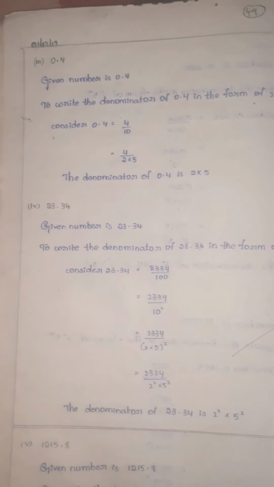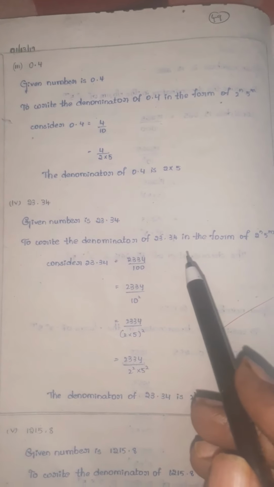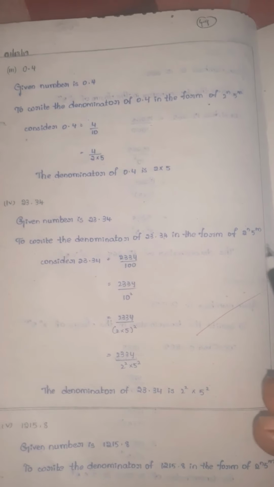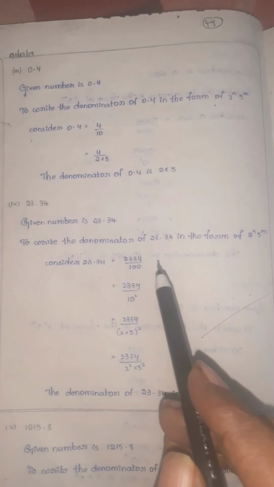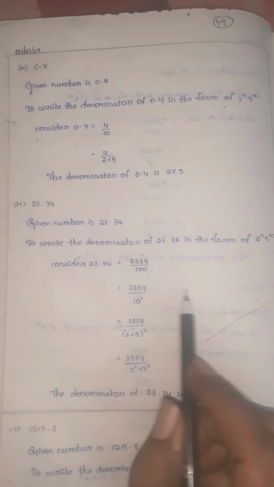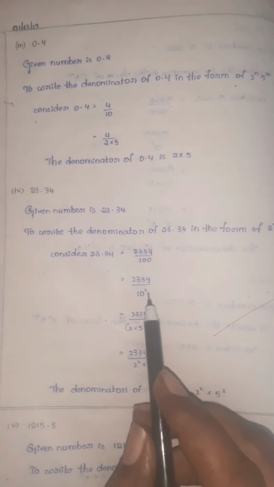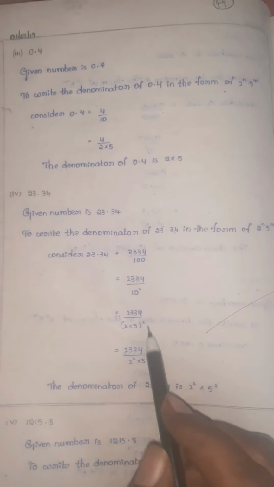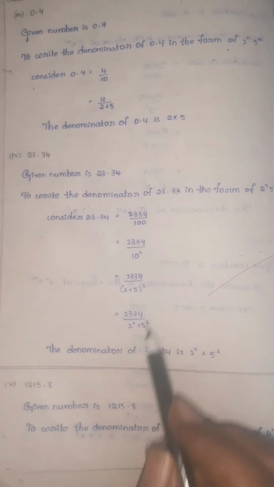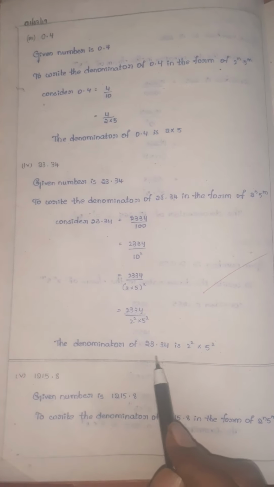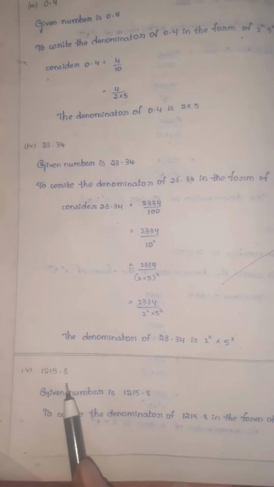Next, 23.34. So given number is 23.34. It is asking to write the denominator of 23.34 in the form of 2 power n into 5 power m. So consider 23.34 equal to 2334 by 100. Write numerator as it is. Here 100 means 10 square. Again write numerator as it is. This 10 can be written as 2 into 5 whole square. So this can be written as 2334 by 2 square into 5 square. So the denominator of 23.34 is 2 power 2 into 5 power 2. Next, fifth one.